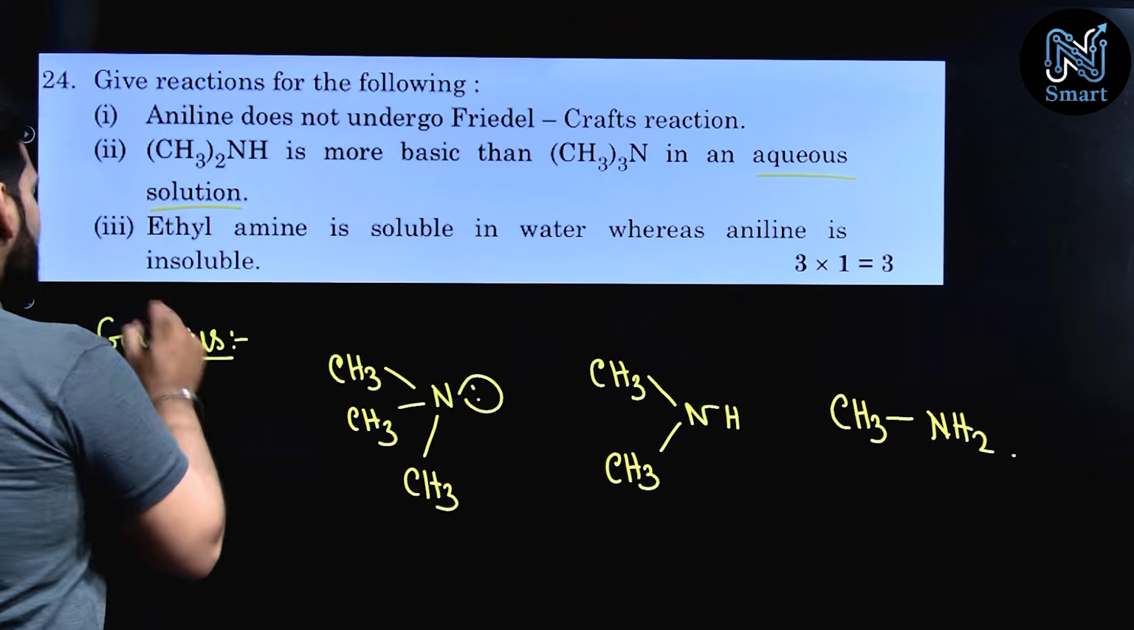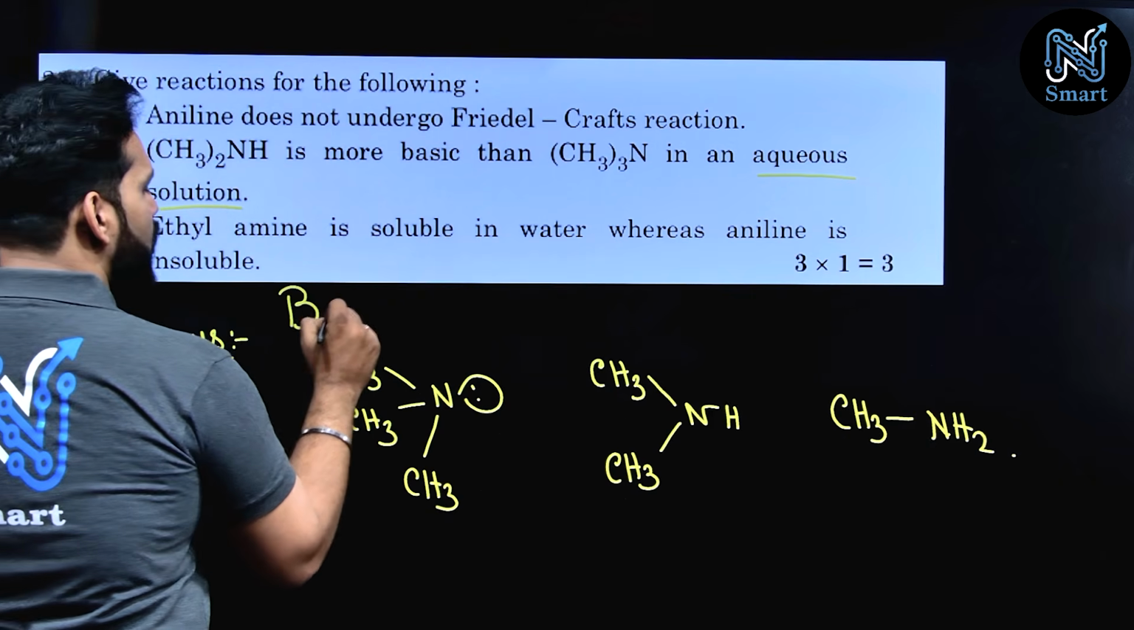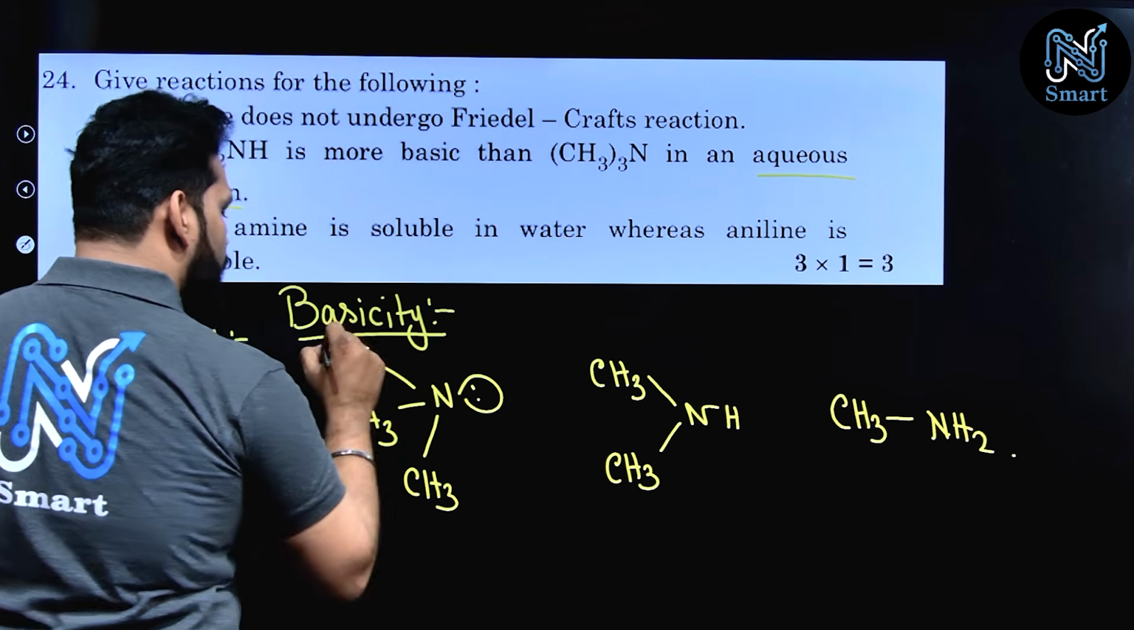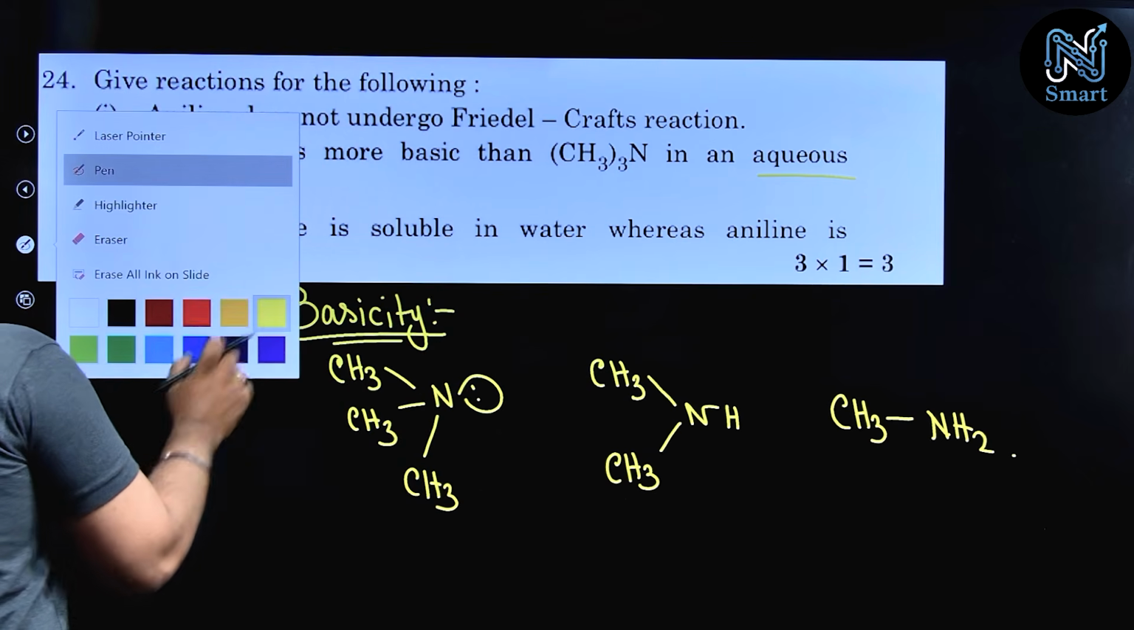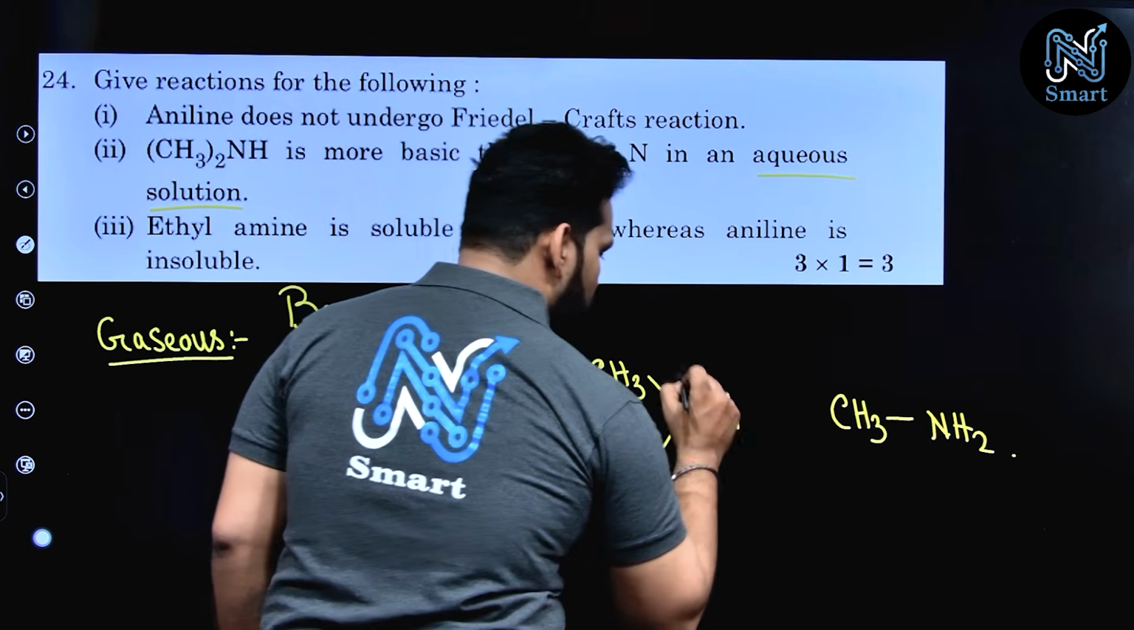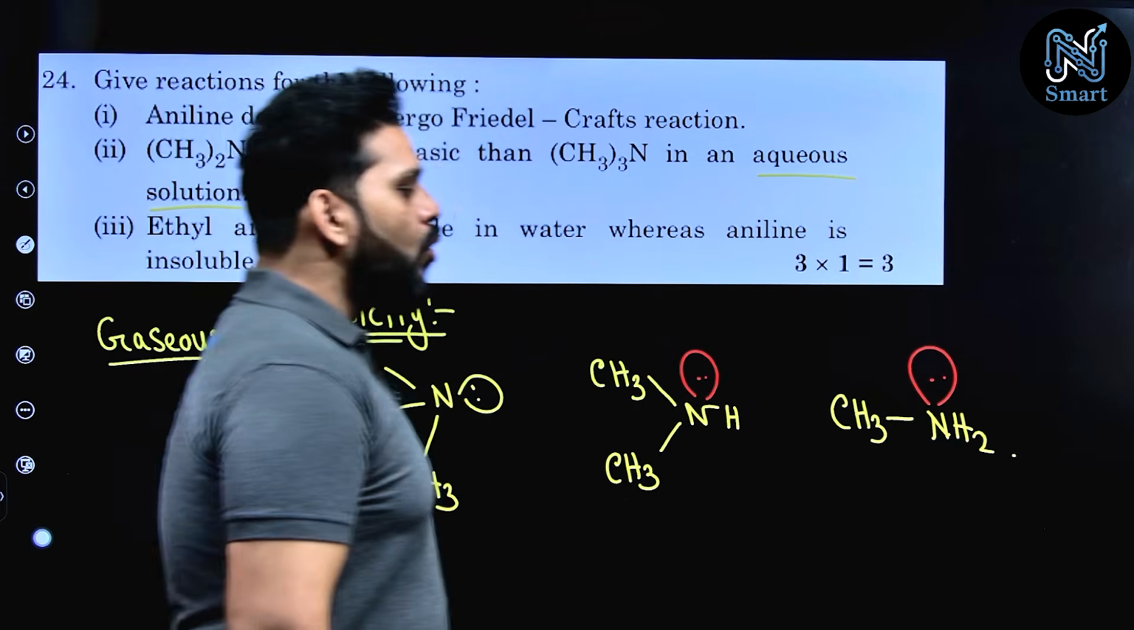So let's say I have these 3 amines over here. Now guys, let's say I asked you, what will be the order of basicity under these circumstances? This question also comes very often in boards, right? What is basicity, guys? Okay, I forgot to write the lone pairs.